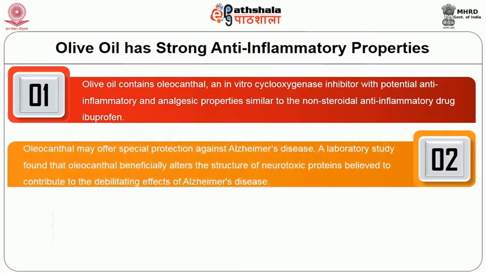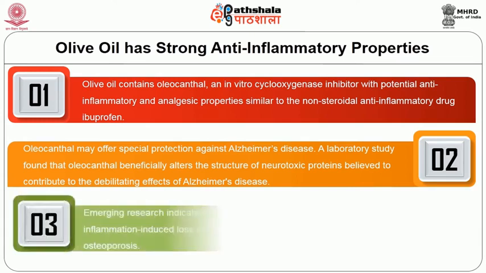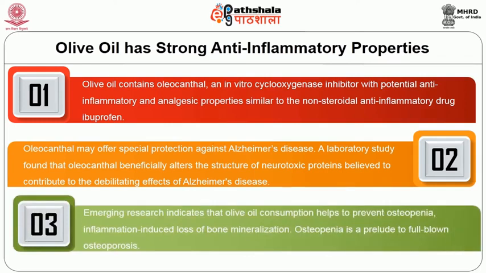Oleocanthal may offer special protection against Alzheimer's disease. A laboratory study found that oleocanthal beneficially alters the structure of neurotoxic proteins believed to contribute to the debilitating effects of Alzheimer's disease. Emerging research indicates that olive oil consumption helps to prevent osteopenia, an inflammation-induced loss of bone mineralization. Osteopenia is a prelude to full-blown osteoporosis.